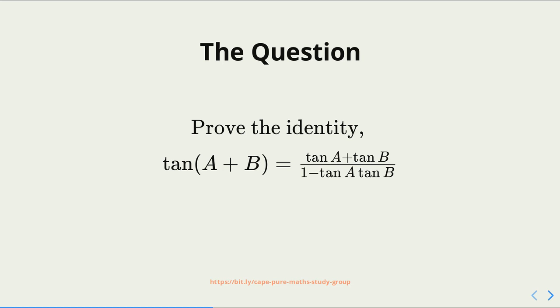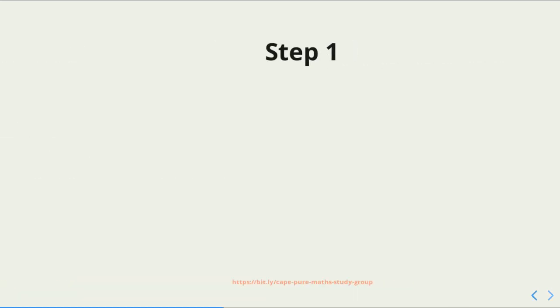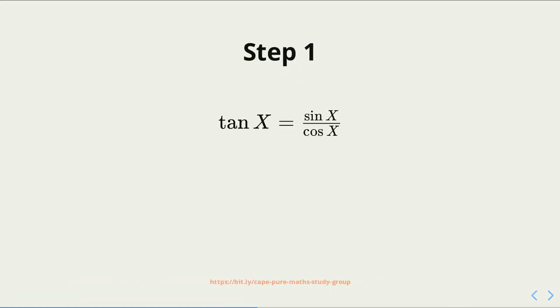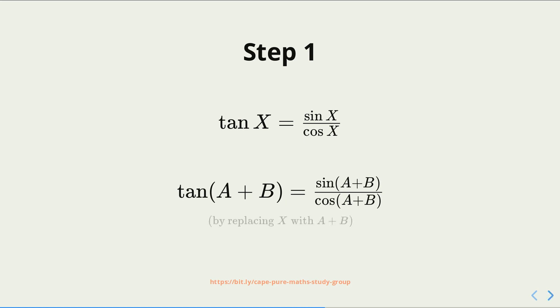This is not a difficult result to prove, but you do need to be able to recall the relevant trig identities, and you must be comfortable manipulating fractions. I'll start from the left-hand side and derive the right-hand side. Let's go. Since tan x is equal to sin x on cos x, it follows that tan(A + B) is equal to sin(A + B) on cos(A + B) by replacing x with A + B.